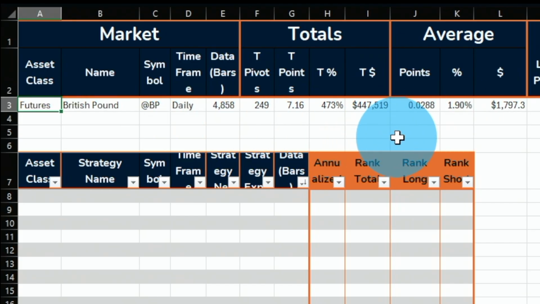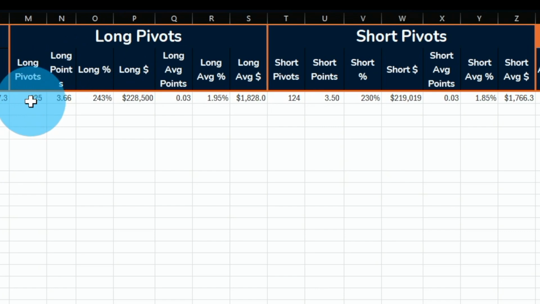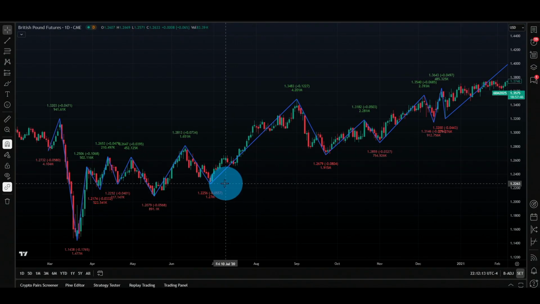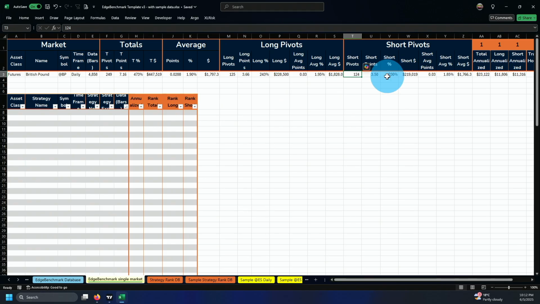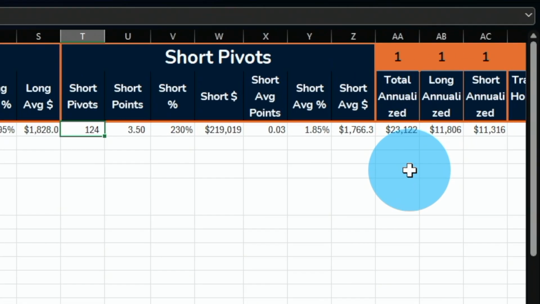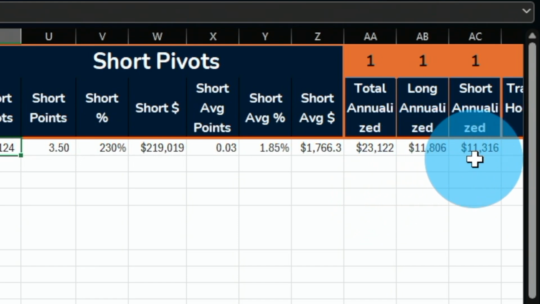So the data is about 18 years, and we can see that we have almost the exact number of pivots on the short and long side. So look at this. Long side is 125, short side is 125. That means we have 125 long trades and 124 short trades. And if we trade them perfectly, we will make about $450,000. And if we annualize this, because you have to annualize it in order to match it to the number of years with other instruments, we can see that they are not far apart. So 11,000 on the long side, 11,000 on the short side.